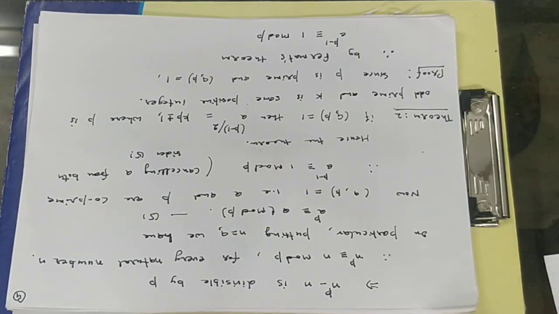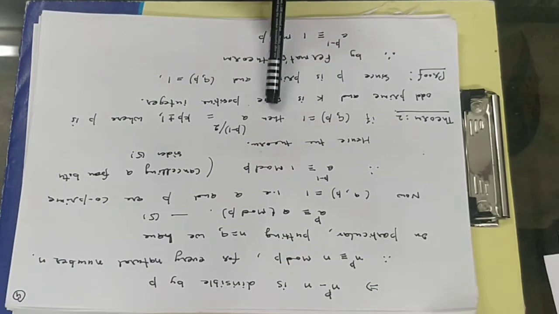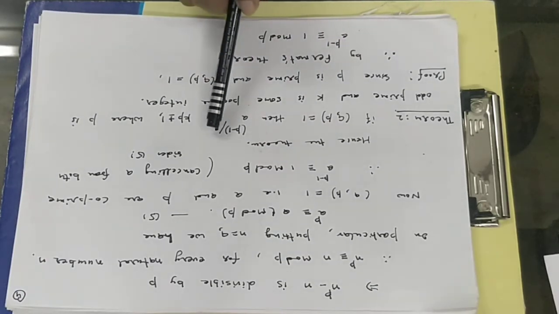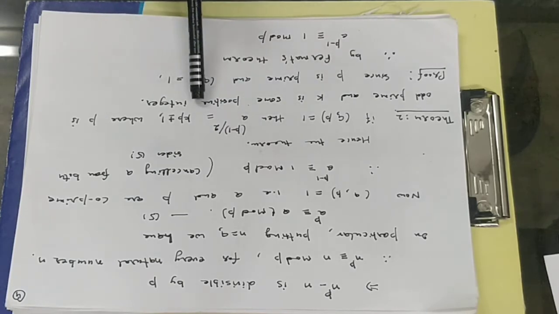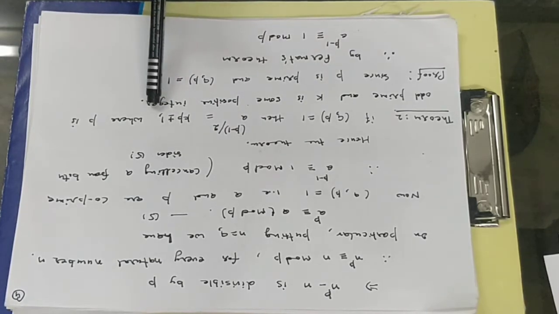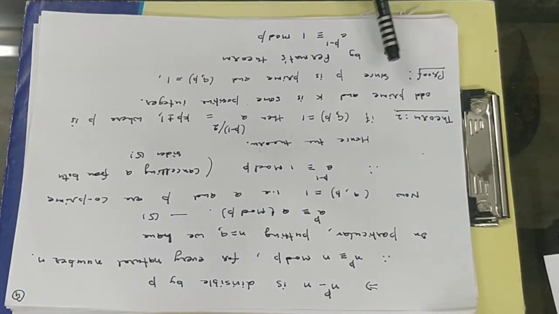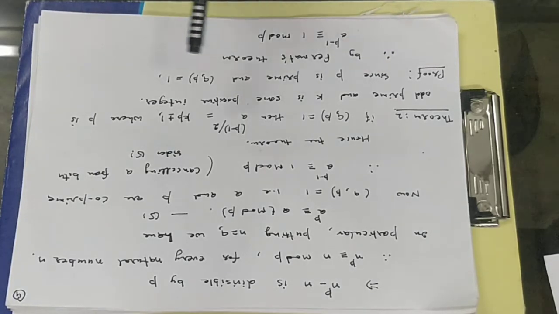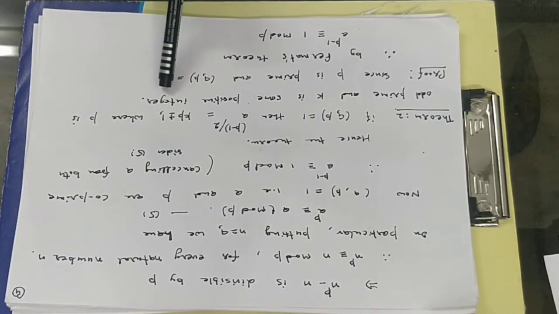Let's do the theorem on linear congruences. That is a corollary to Fermat's theorem. The statement of this theorem is: if a and p are co-prime, then a to the power (p minus 1) over 2 is equal to kp plus or minus 1, where p is an odd prime and k is some positive integer.